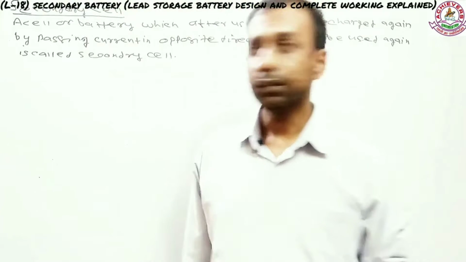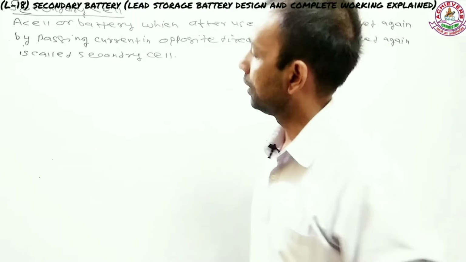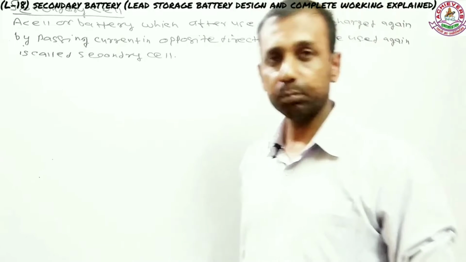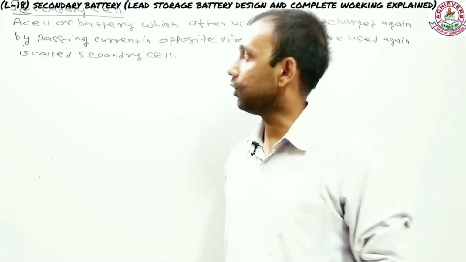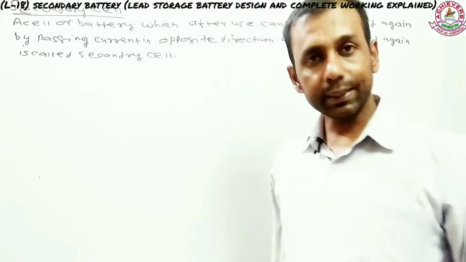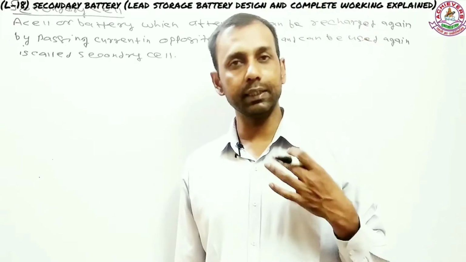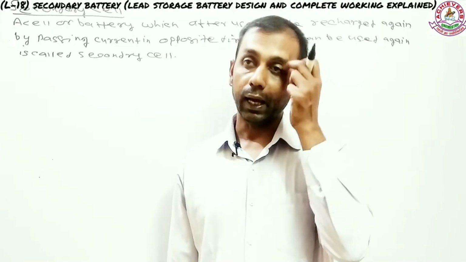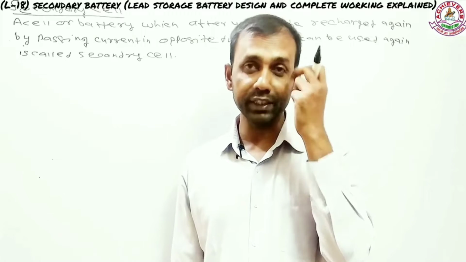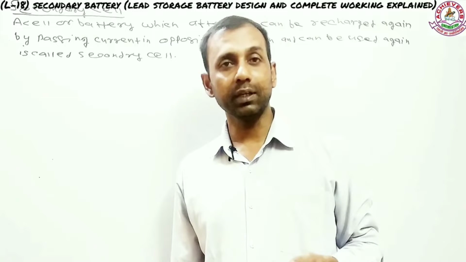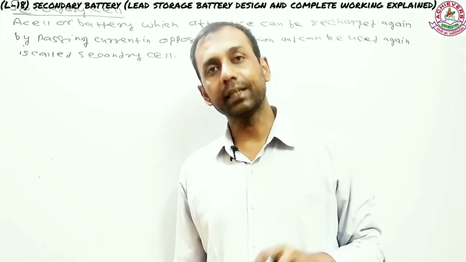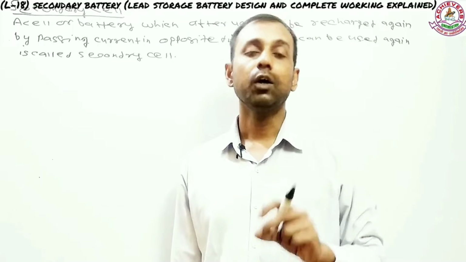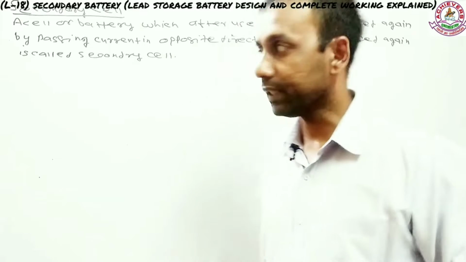So, like I was saying, I'm talking about a secondary cell or a secondary battery. What is a secondary battery? It's a kind of battery which, after use, once it gets discharged, you can recharge again by passing the current in the opposite direction, and it can be used again. In very simple terms, a battery which is rechargeable is called a secondary cell, and a battery or cell which is not rechargeable is called a primary cell.